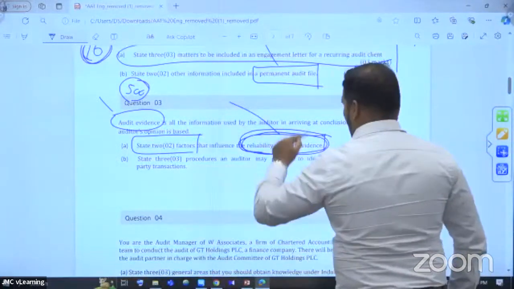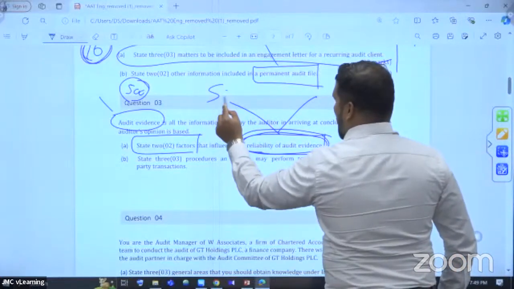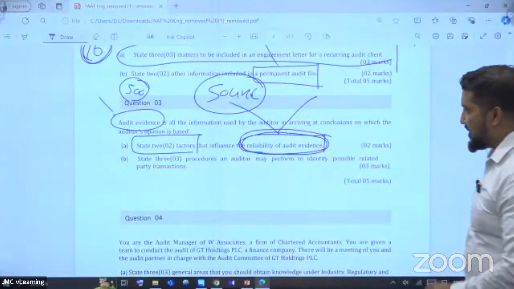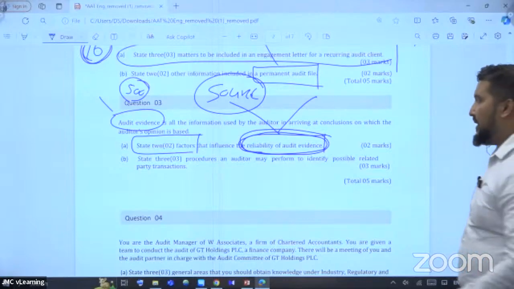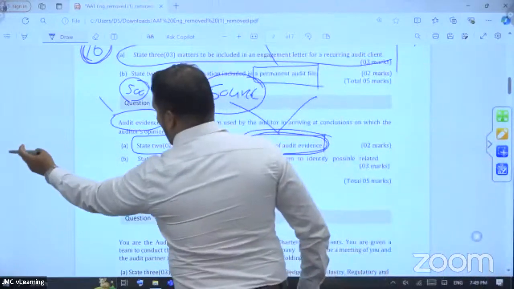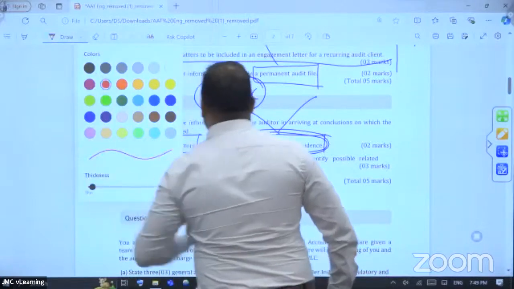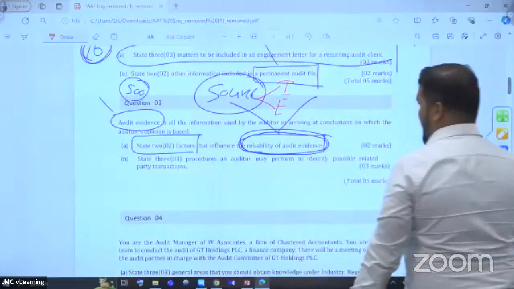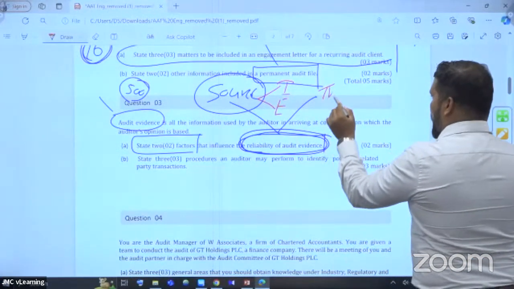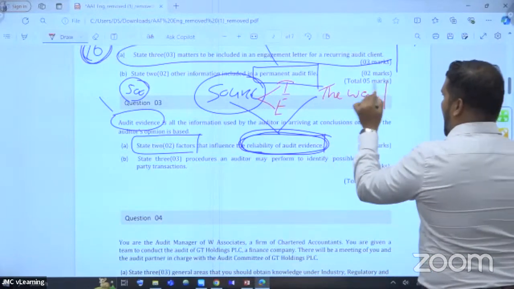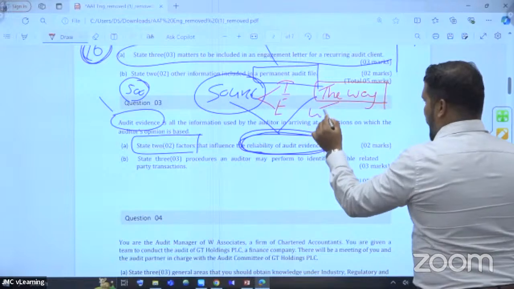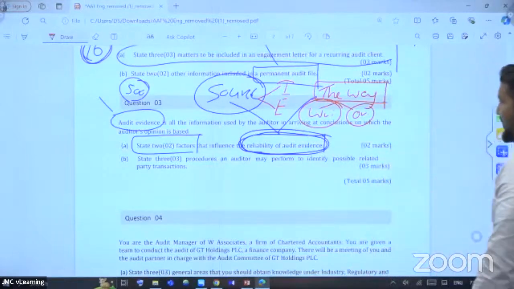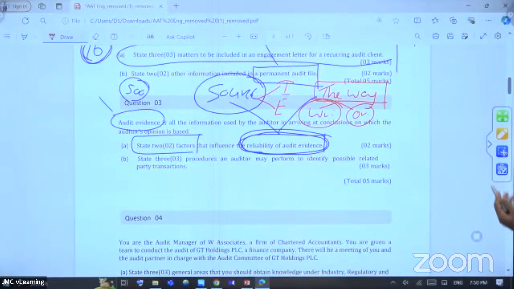So specifically, what are the 2 factors? Number 1 would be the source. The source from which you are obtaining the audit evidence impacts the reliability. Number 1, whether it is internal or external. So that's what the source refers to. Internal and external. Number 2, the way you obtain the audit evidence, whether it is in written format or in oral format. So those are the answers for question number 3, section A.